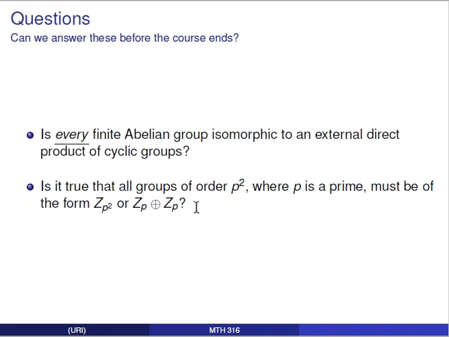And here's our question from a few minutes ago. Is it true that all groups of order p squared, where p is prime, must be of the form Z_p squared or Z_p direct product Z_p? Well, these are interesting questions. We'll see if we can answer them before the course ends.